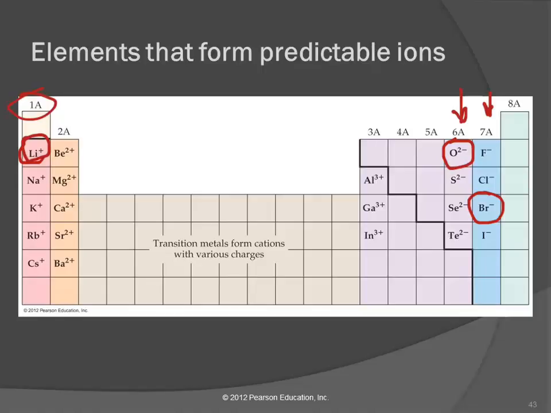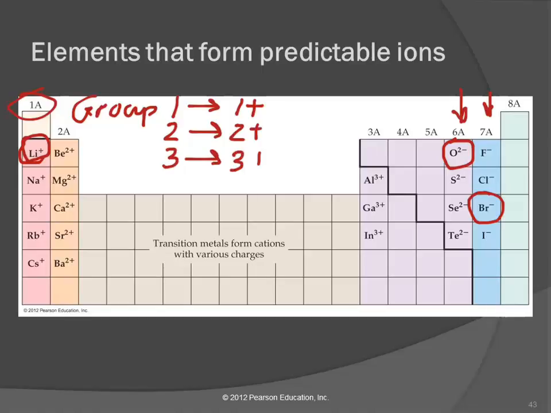We can also look at this a different way. Group 1 forms +1 ions. Group 2 forms 2+ ions. Group 3 forms 3+ ions. Think you remember that? And look at the pattern here in the periodic table. All of the group 1, they're all making +1. The group 2A's, all +2. The group 3A ones that are shown there are all +3, right? So those guys are fine.